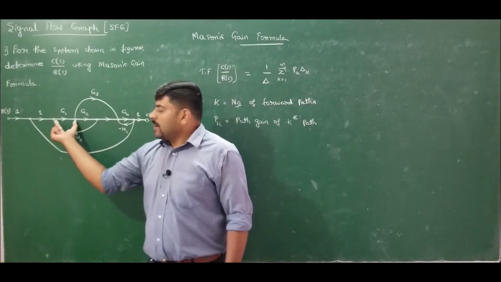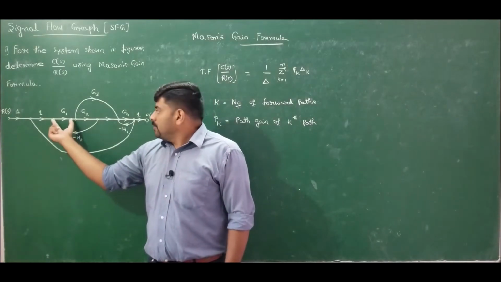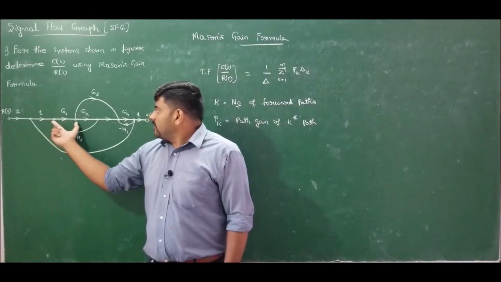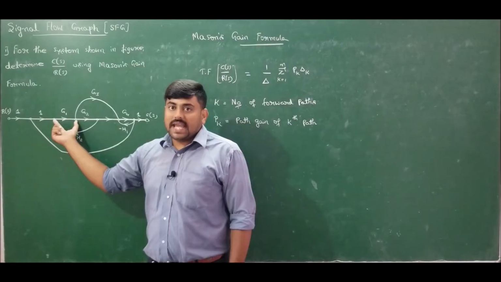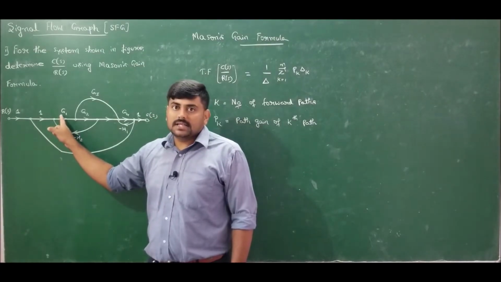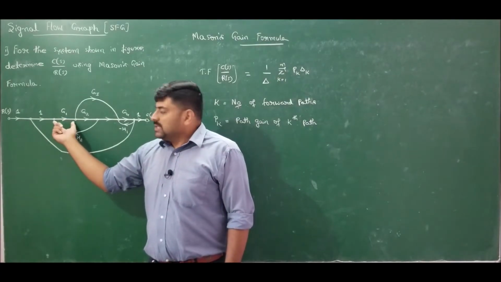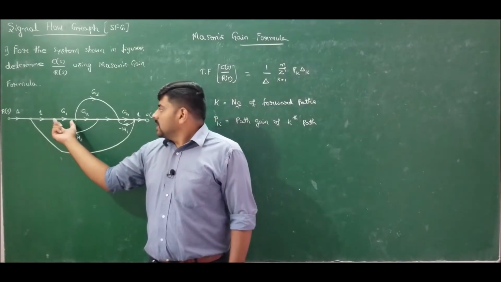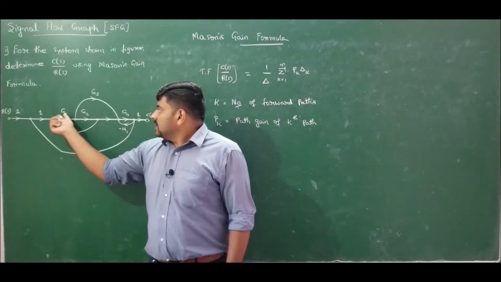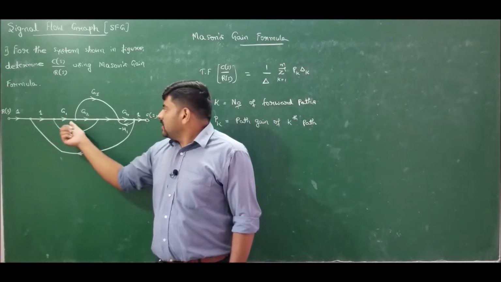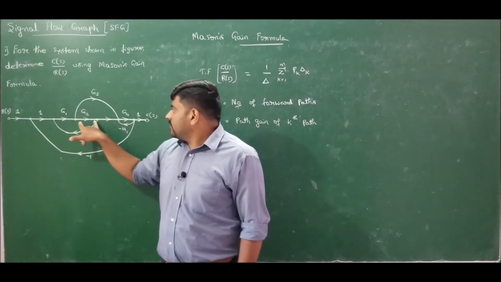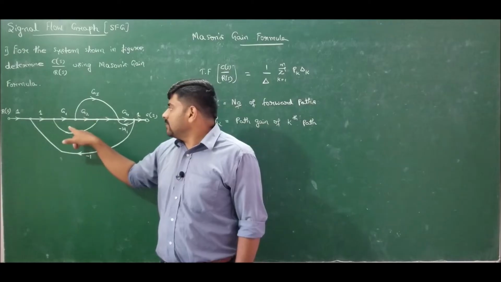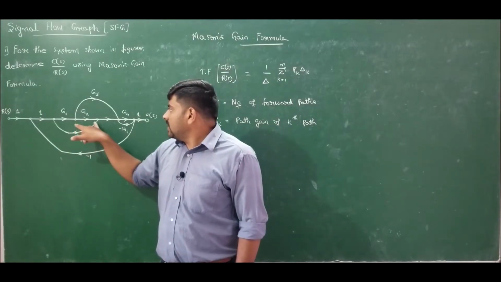Between the nodes we have branch gain. So between node 3 and 4, the branch gain is G1. Branch is nothing but the path between any two nodes. The gain of that branch is G1. Here between node number 4 and node number 5, the branch gain is G2.